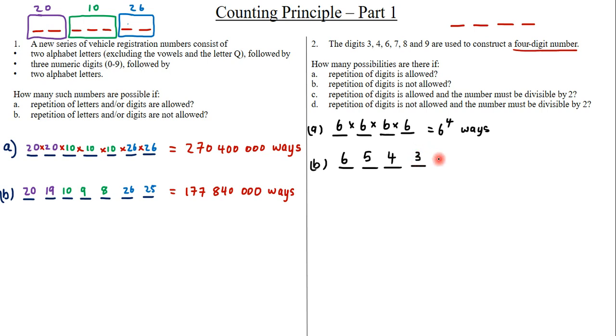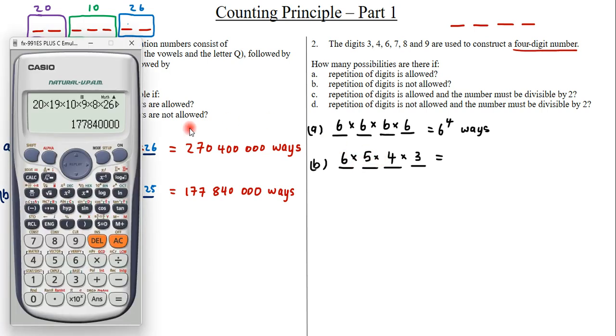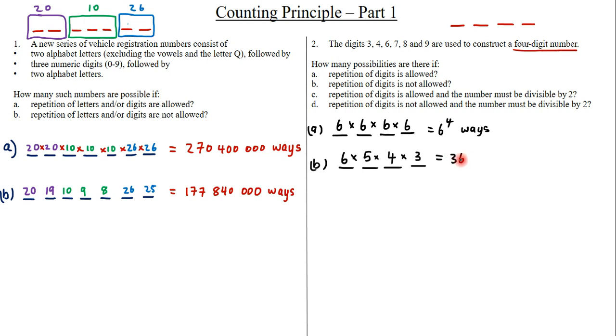Now notice with this one, I need to use a calculator to get my answer. So I'll just multiply everything, right, like that. It will be 6 multiplied by 5 multiplied by 4 multiplied by 3. And that gives me 360 ways, and that will be my answer, 360 ways.